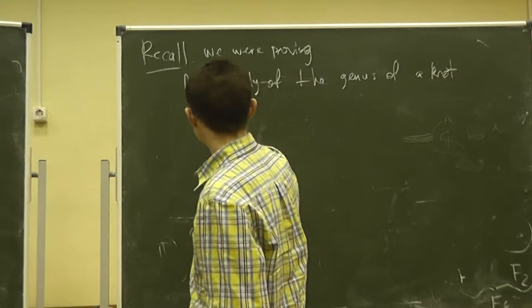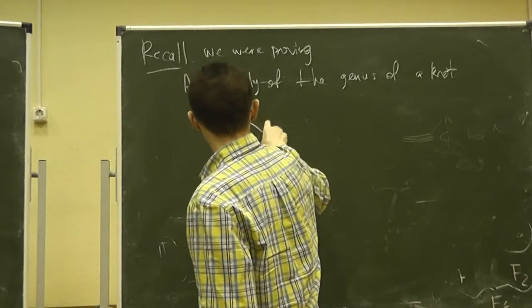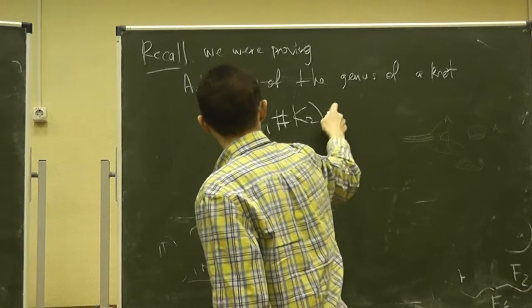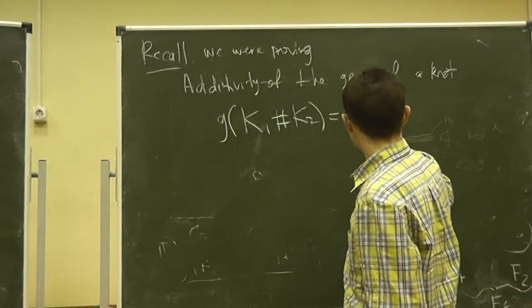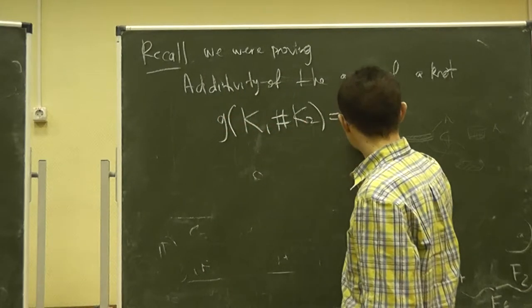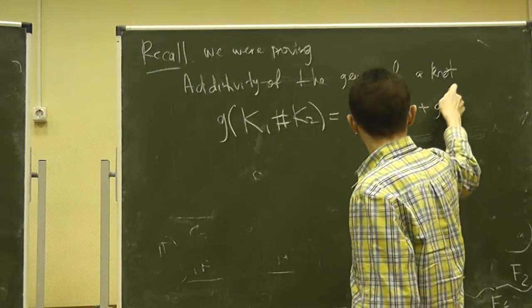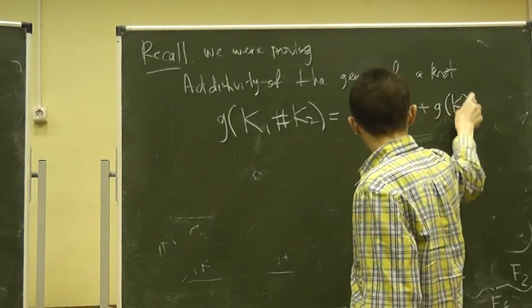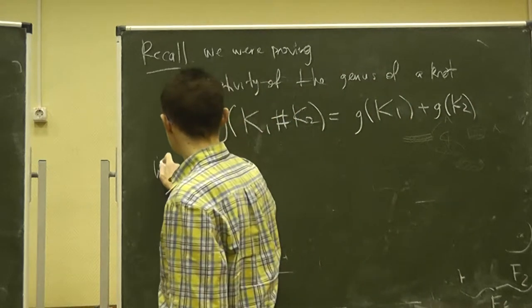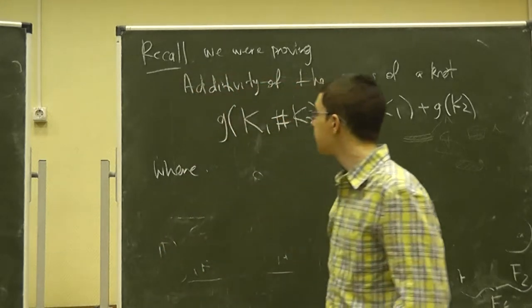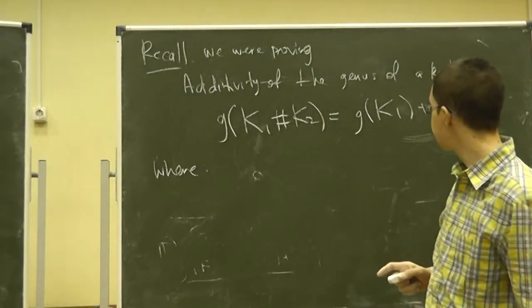Next, the case to go to is the connect sum of knots. The claim is that the genus of the connect sum of knots is the genus of K1 plus the genus of K2. Just in case you weren't here when we defined these, let's remind ourselves.